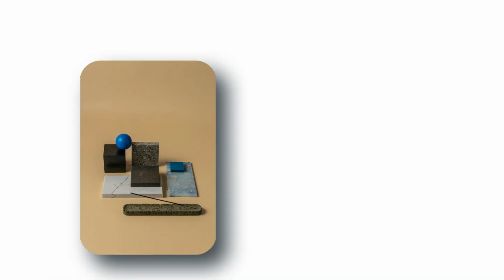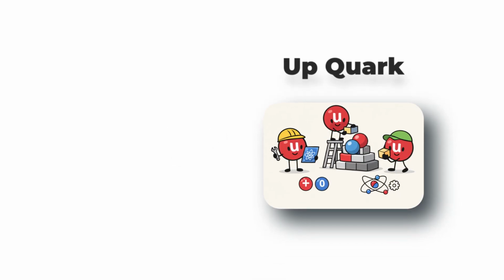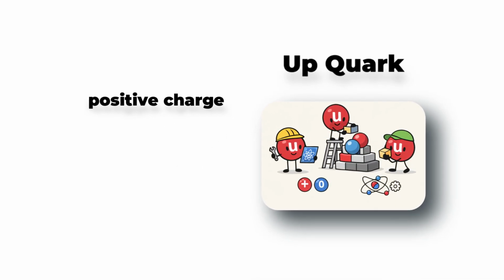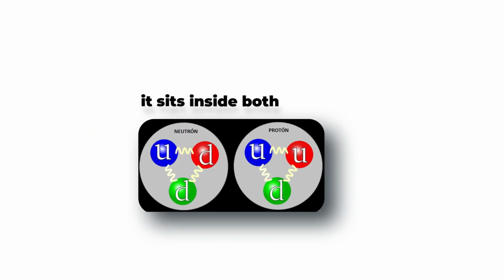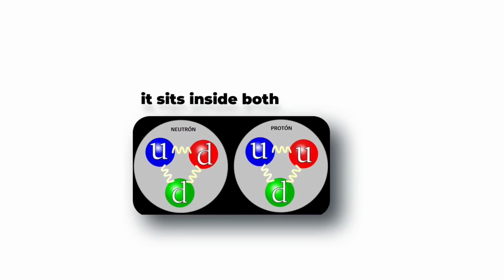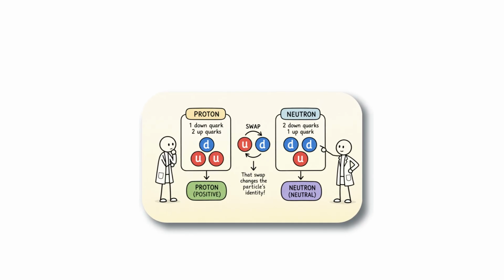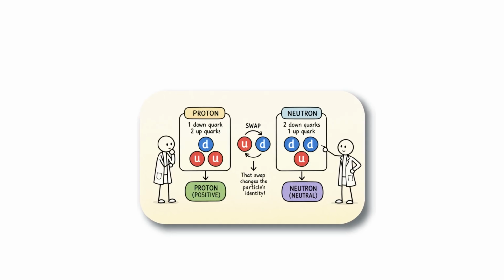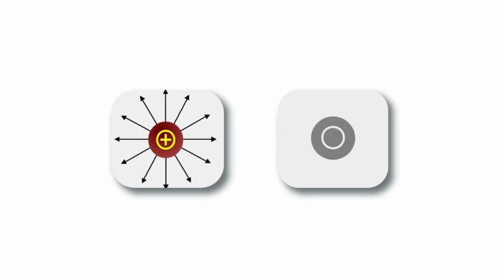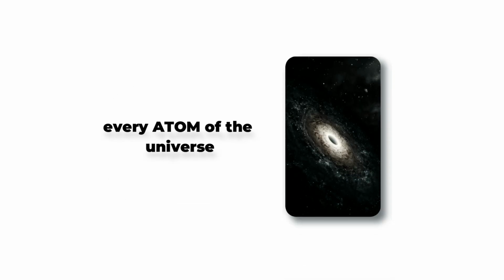Up quark. If you strip ordinary matter down to its absolute core, one of the first particles you encounter is the up quark. It carries a positive electric charge equal to 2/3 of a proton's charge, and it sits inside both protons and neutrons, bound tightly by one of the four fundamental forces of nature, the strong nuclear force. Every proton contains two up quarks and one down quark, while every neutron contains one up quark and two down quarks. That small numerical difference is enough to determine whether a particle carries a net positive charge or none at all, which in turn shapes the identity of every atom in the universe.